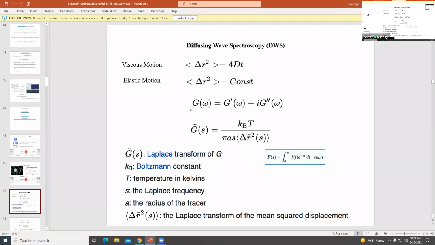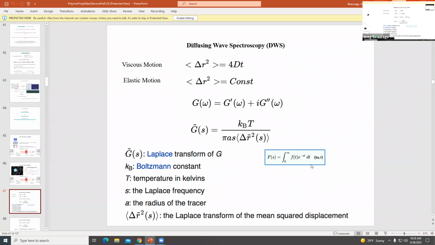But from these mean squared displacements, you can calculate the complex modulus. And the complex modulus is made up of the real and imaginary moduli. So you can get the modulus of the material from this dynamic measurement of particles that are placed in it. And it's based on that same equation. So integral e to the minus st, that's called a Laplace transform of this f of t, which is a response function.